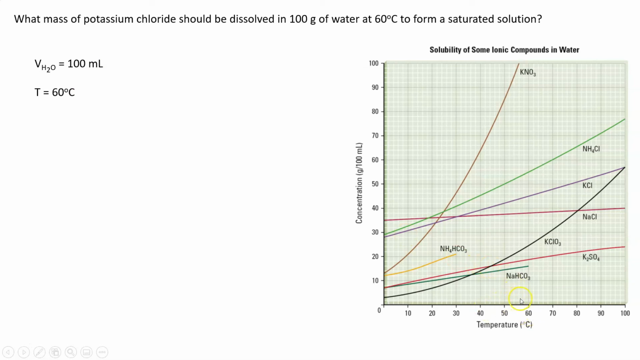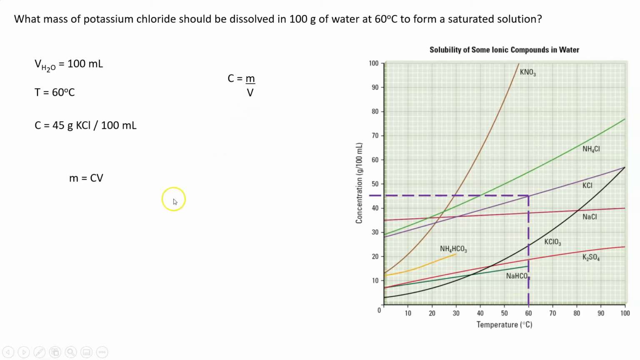So now what I can do is go to my graph and read up until I hit my potassium chloride. And then I can read across, and this will tell me my saturation point, or the concentration of a saturated solution. And so therefore, from my graph, I can get that a saturated solution has 45 grams of potassium chloride per 100 milliliters. So now I know that concentration is equal to mass over volume.